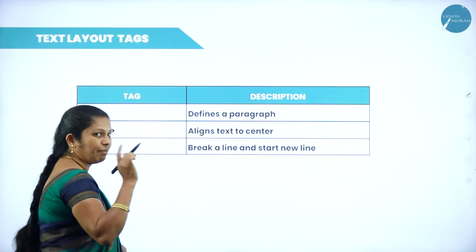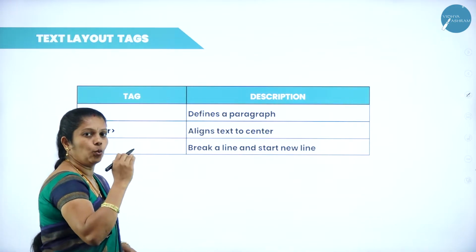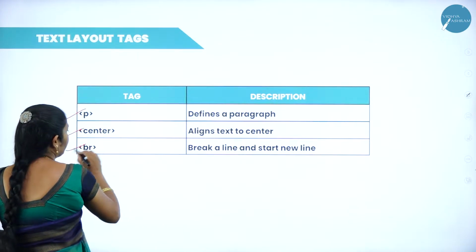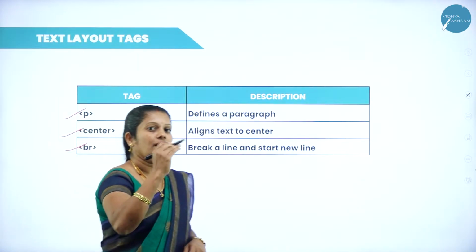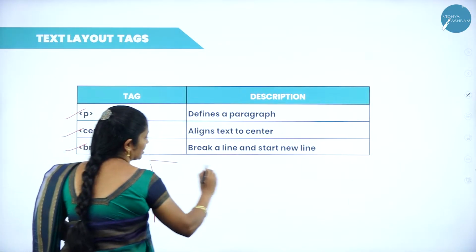Under that, we have the paragraph tag. Then the next one is the center tag. When you want to display the text at the center, then we require the center tag. Then the BR tag. This BR tag helps to break the line. For example, consider this is the output.